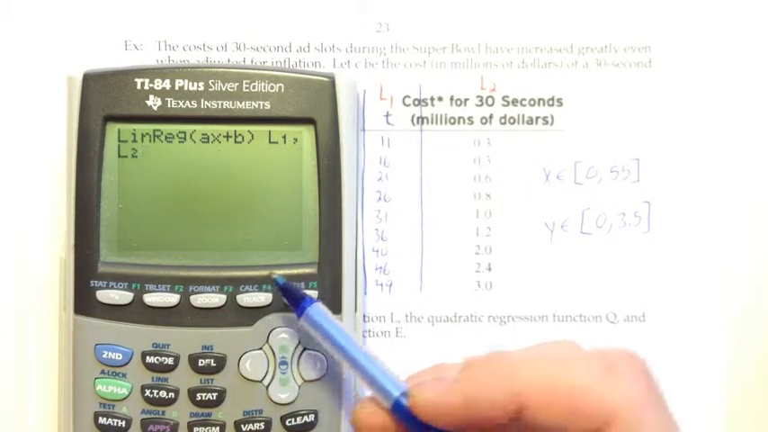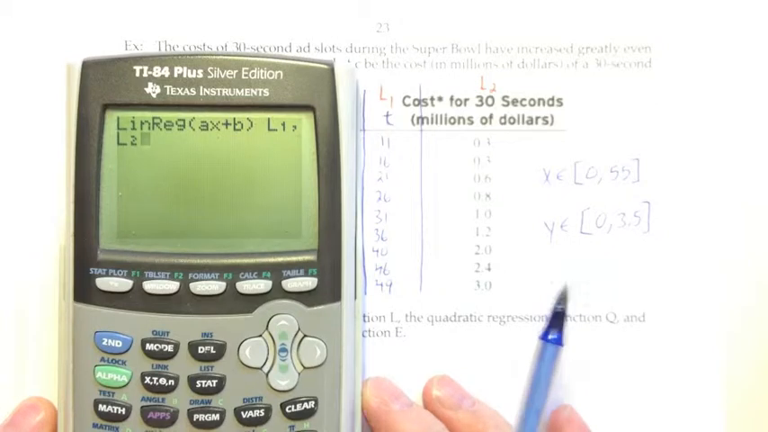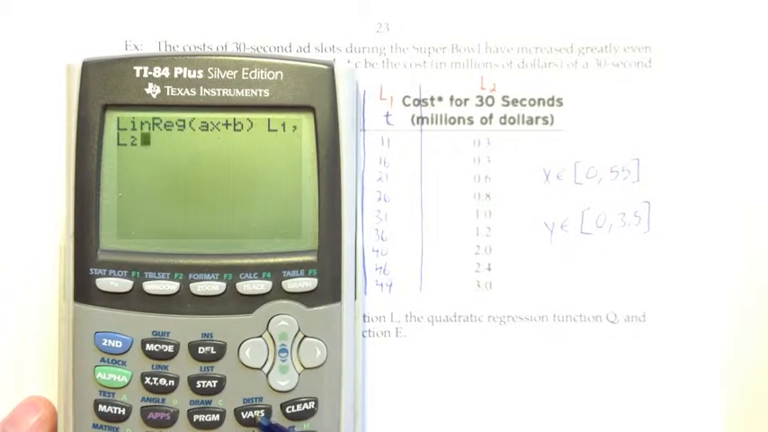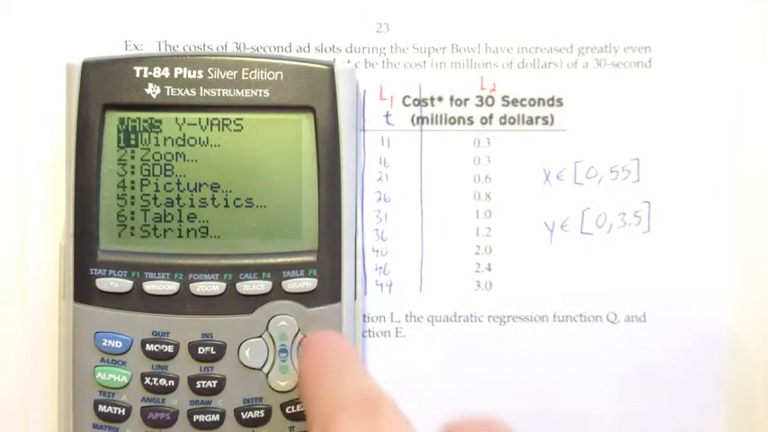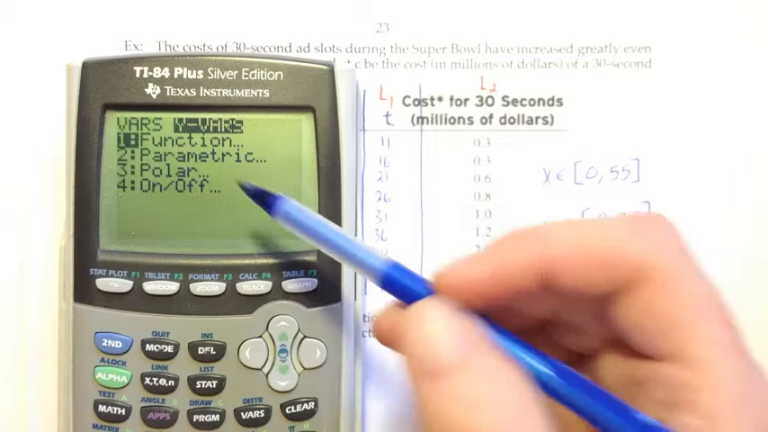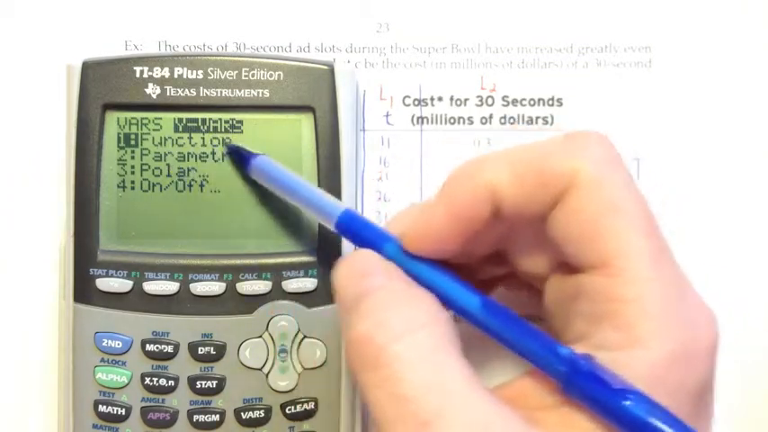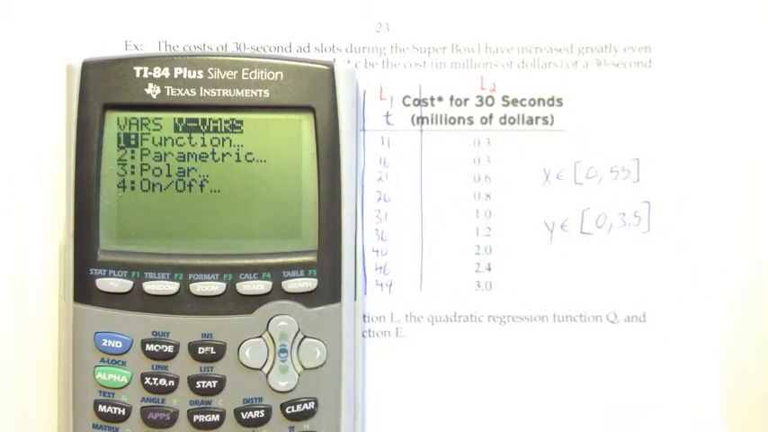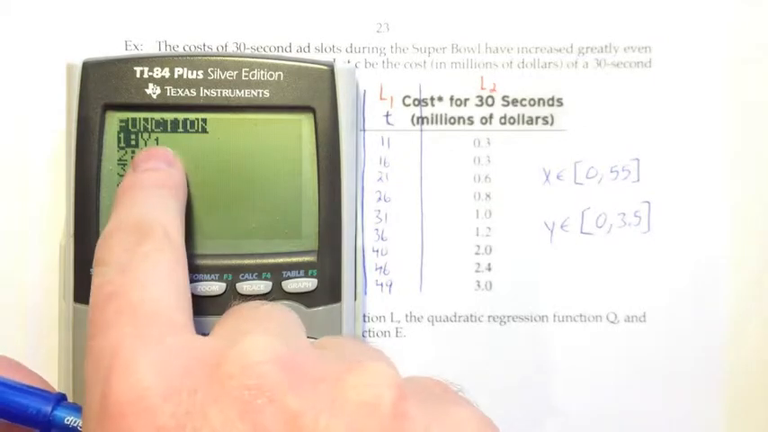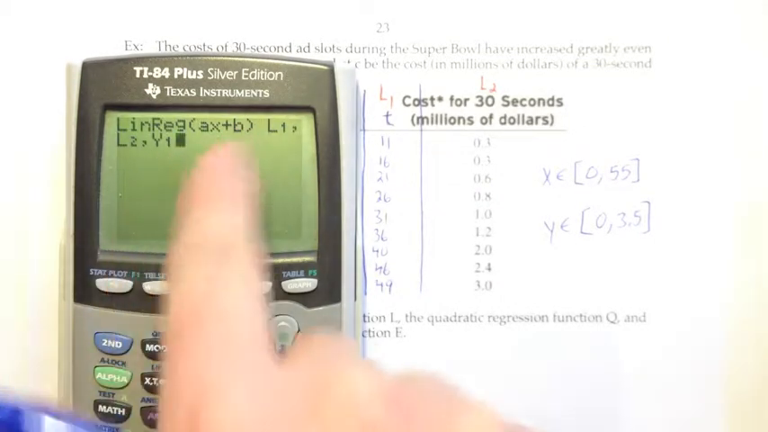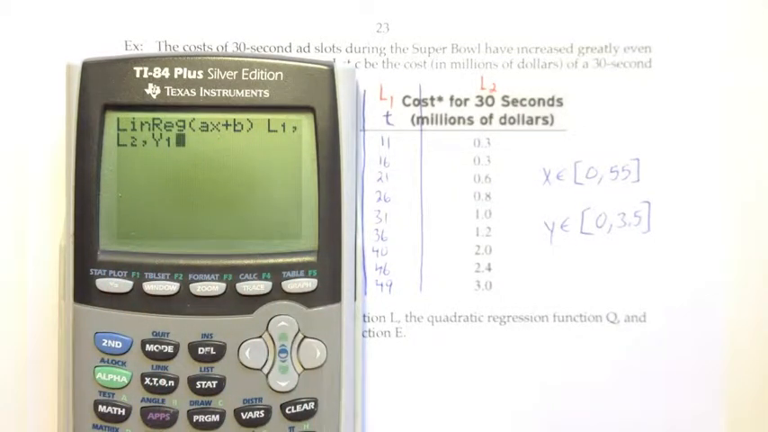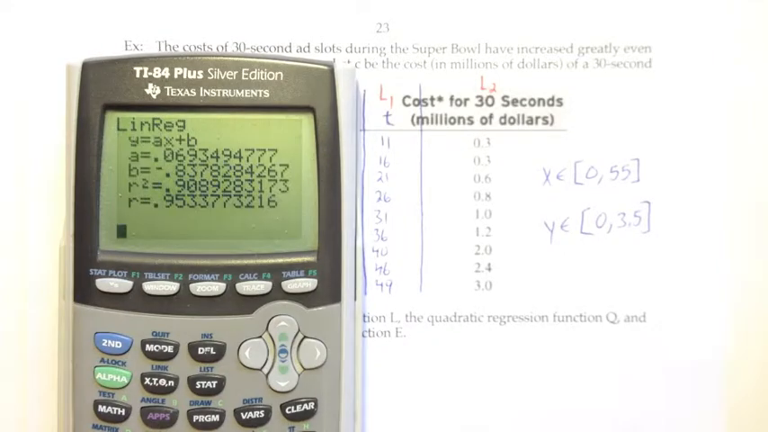And if I want to store it, then I want to store it in Y1, so I'm going to use the variables key to get at that. After the L2 I need a comma, so I'll put that in. Then I'll hit the variables key. I want to go to the Y variables, so I use the arrow for that. The Y equals our function, so with that function highlighted I'll press enter, and I want to store that in Y1. So this will give me the linear regression just like always, but it'll also store the equation in Y1.